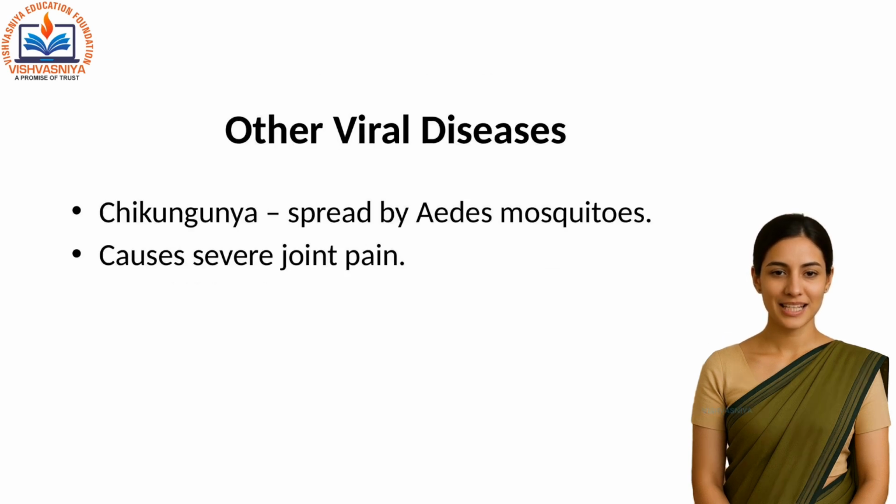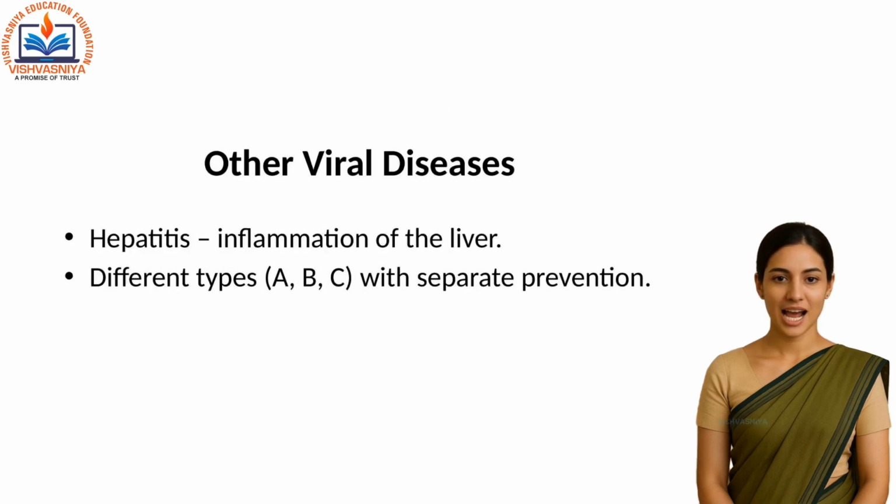Chikungunya is spread by the same Aedes mosquito that spreads dengue. The name means to become contorted, describing the severe joint pain it causes. Hepatitis is inflammation of the liver. Different types, hepatitis A, B, C, have different modes of spread. Vaccines exist for some types, especially hepatitis B.